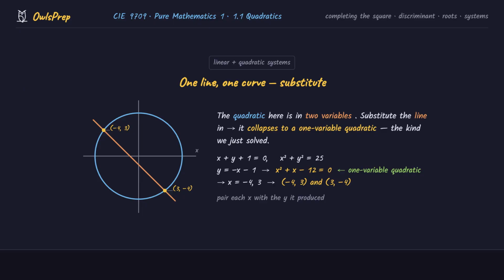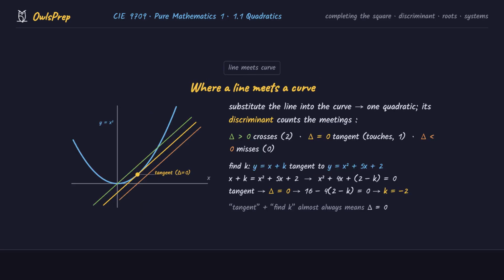Now put each back into the linear equation, the simpler one, to get its partner. Minus 4 gives y equals 3, and 3 gives y equals minus 4. So the two solutions are (minus 4, 3) and (3, minus 4). Keep each x with the y it produced. Don't cross them over. Here's a very common use of the discriminant.